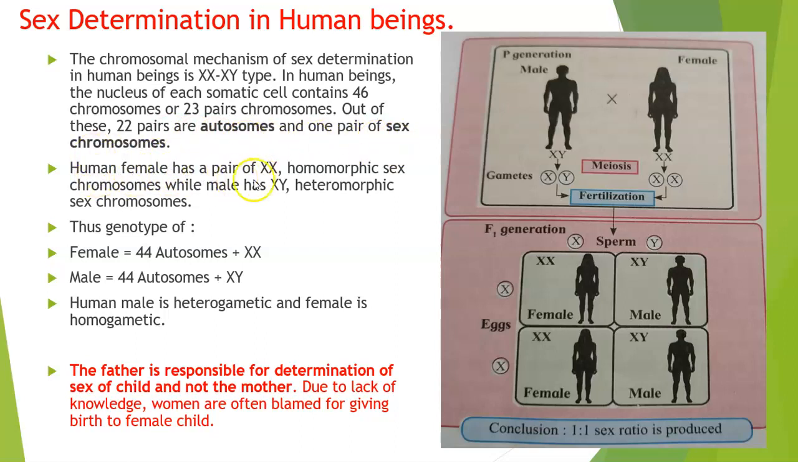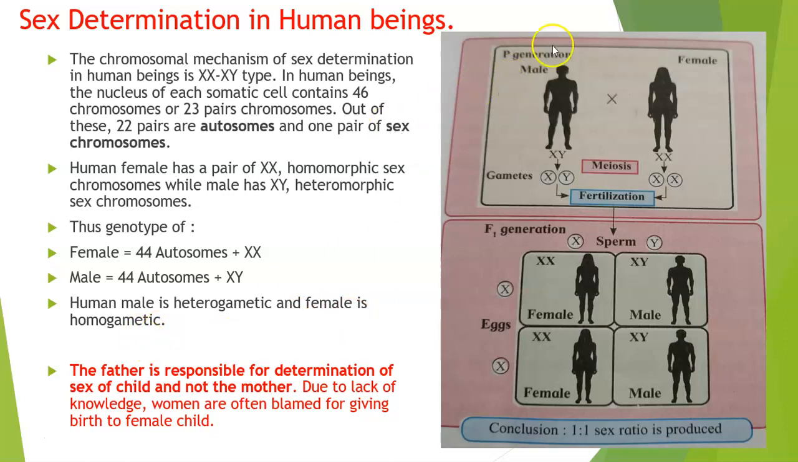The human female has a pair of XX homomorphic sex chromosomes, while the male has XY heteromorphic sex chromosomes. Thus, the genotype of the female is 44 autosomes plus XX, and the male is 44 autosomes plus XY. The human male is heterogametic and the female is homogametic.